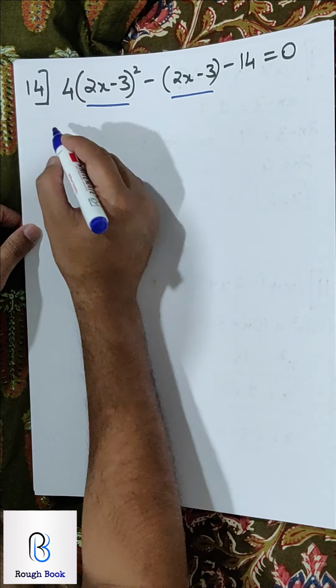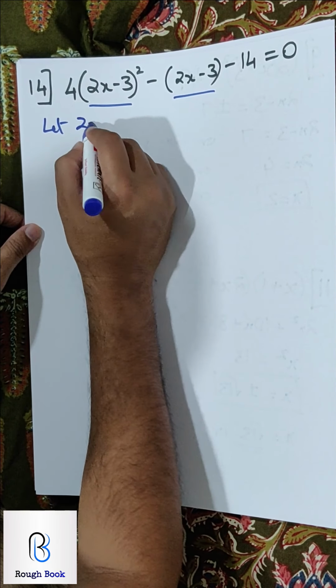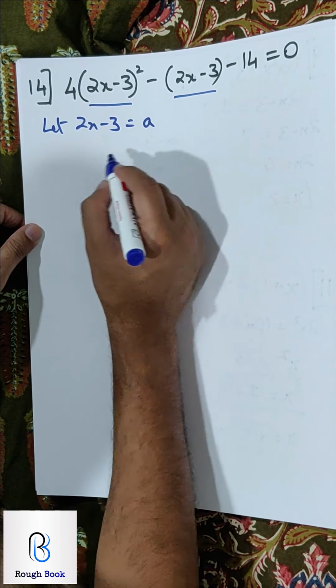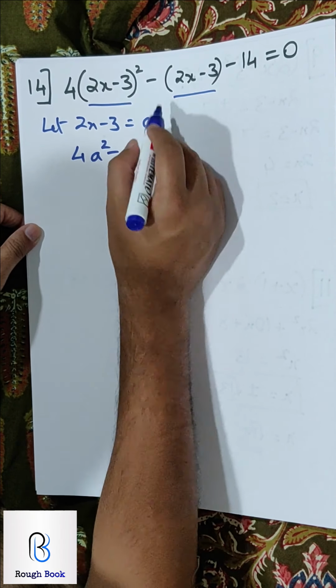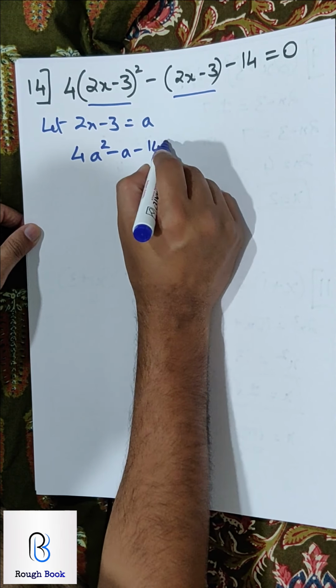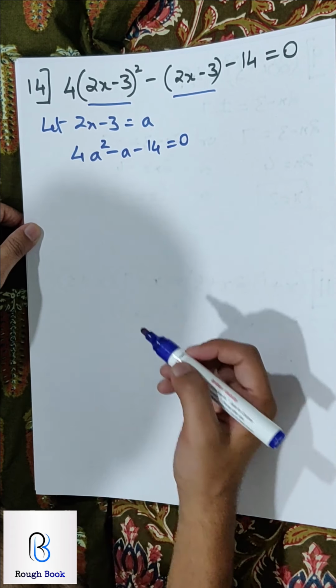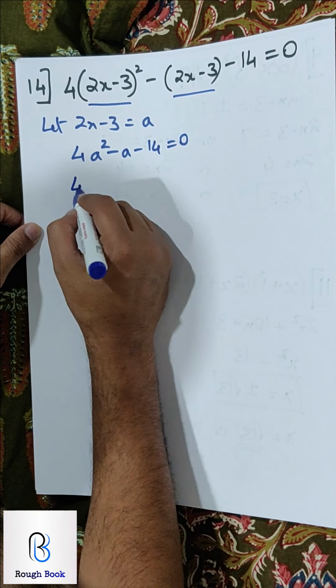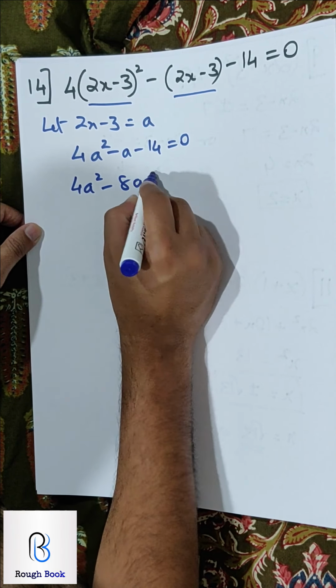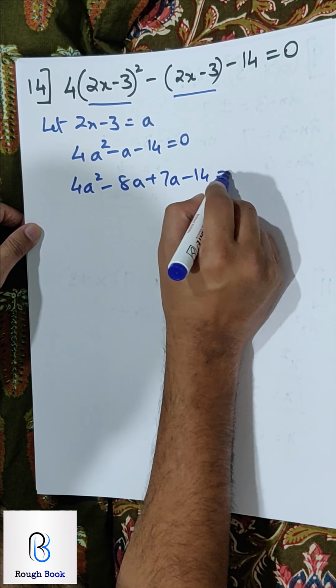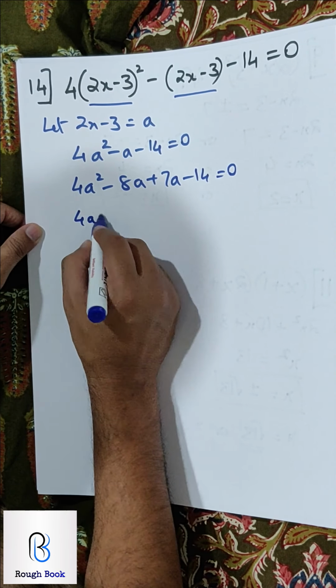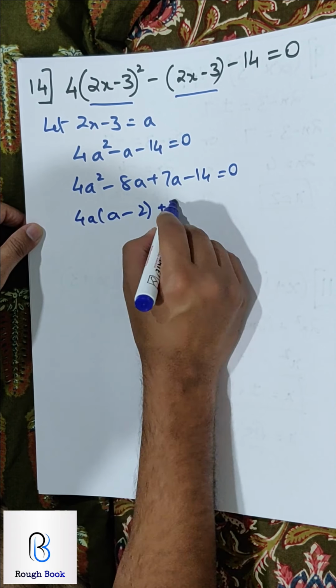Take this as x or a or something. So let 2x minus 3 be a. So I will get 4a square minus a minus 14. 4 into 14 is 56. So that will be 8 into 7. I'm not really getting too much into this because I'm sure most of you will manage to get these sums.